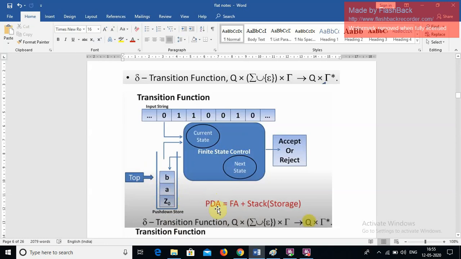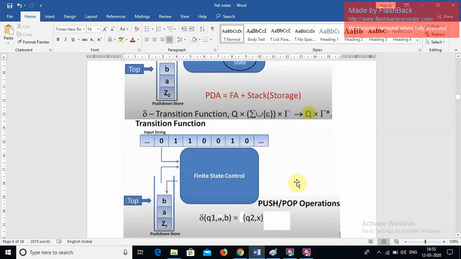We already know that a PDA is nothing but FA plus stack storage. So this is the current situation of the PDA. Okay, we have the input string, and we have the stack. In the stack we have Z0 as the initial push symbol. Next, A and B are stack variables. The top is pointing to the B stack variable. In the finite control state we have a current state as well as the next state.